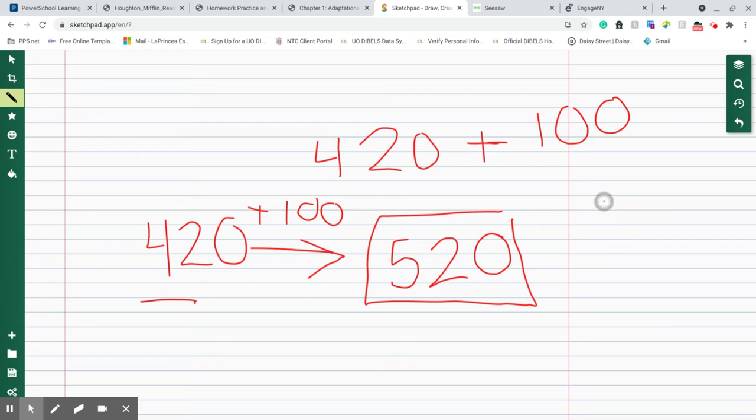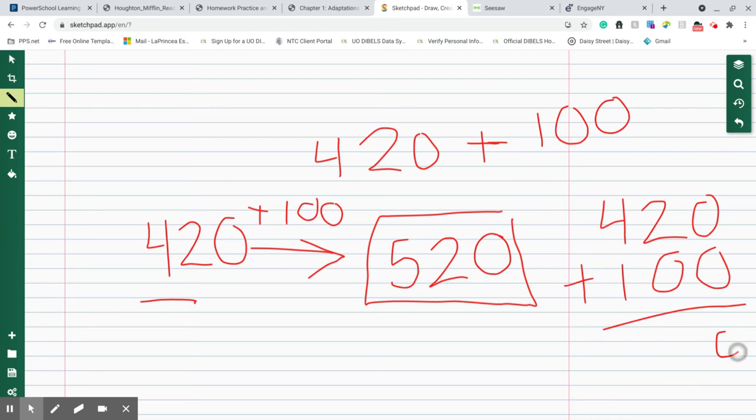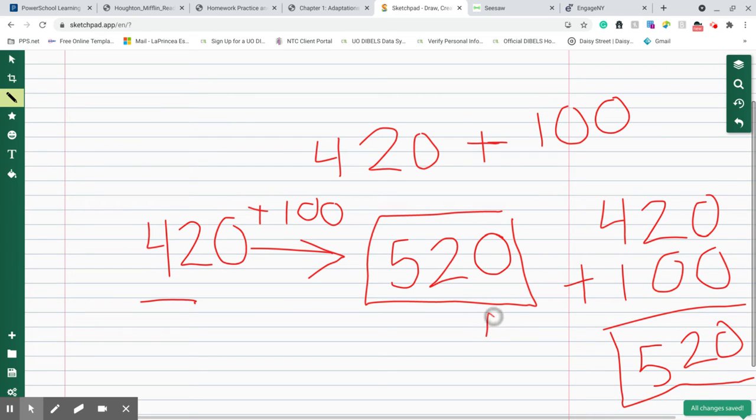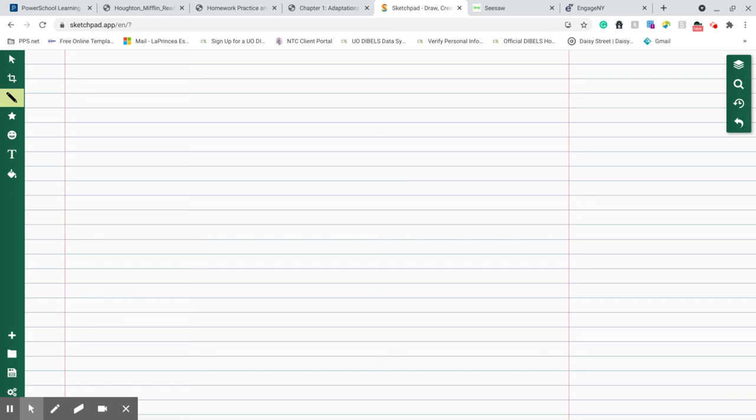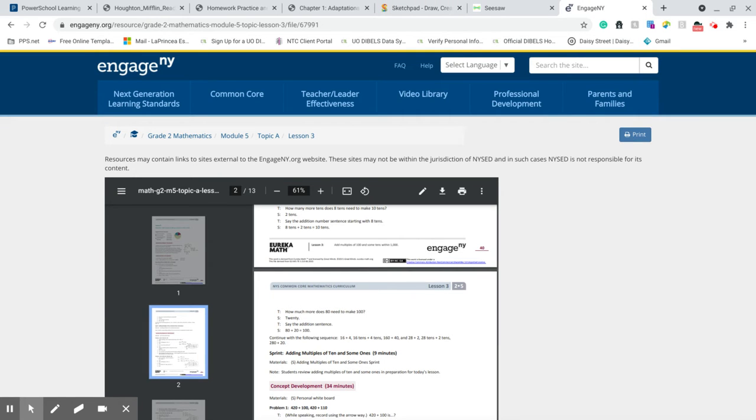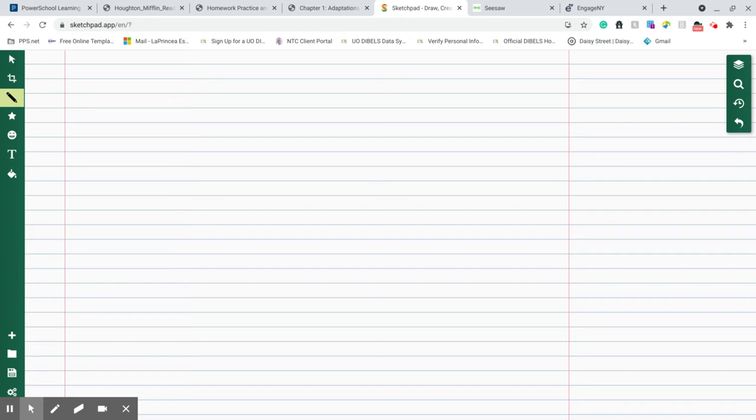You can also do this the standard way, kind of like how we all like to do it. A lot of people like to do it the standard way, where you just add your numbers, and you can do that to check your work to make sure these answers match. Use another strategy to check your work. And if they match, then you're all good. Okay, let's do another one. I want you to write 420 plus 110.